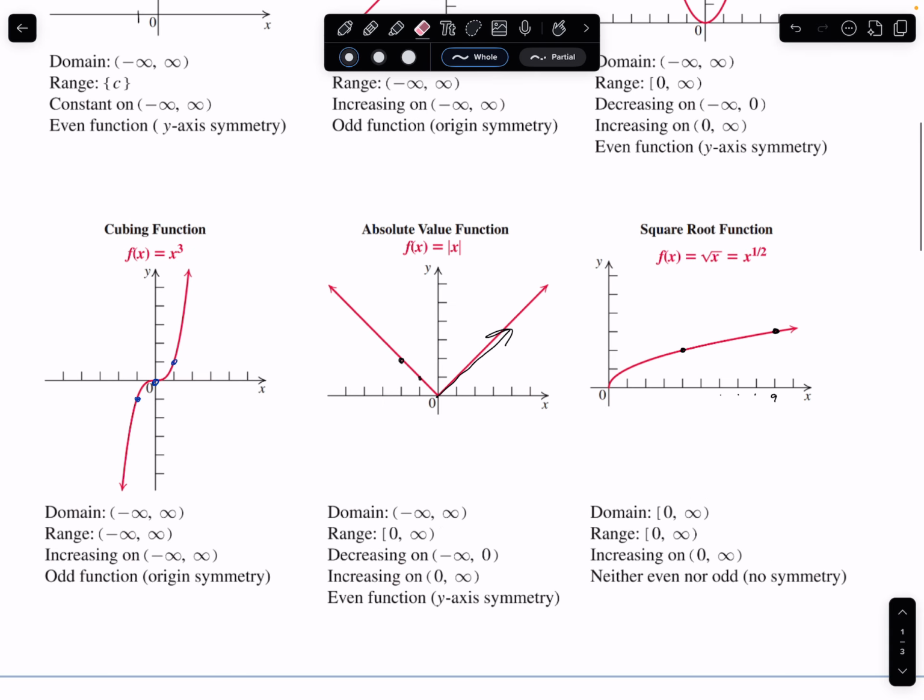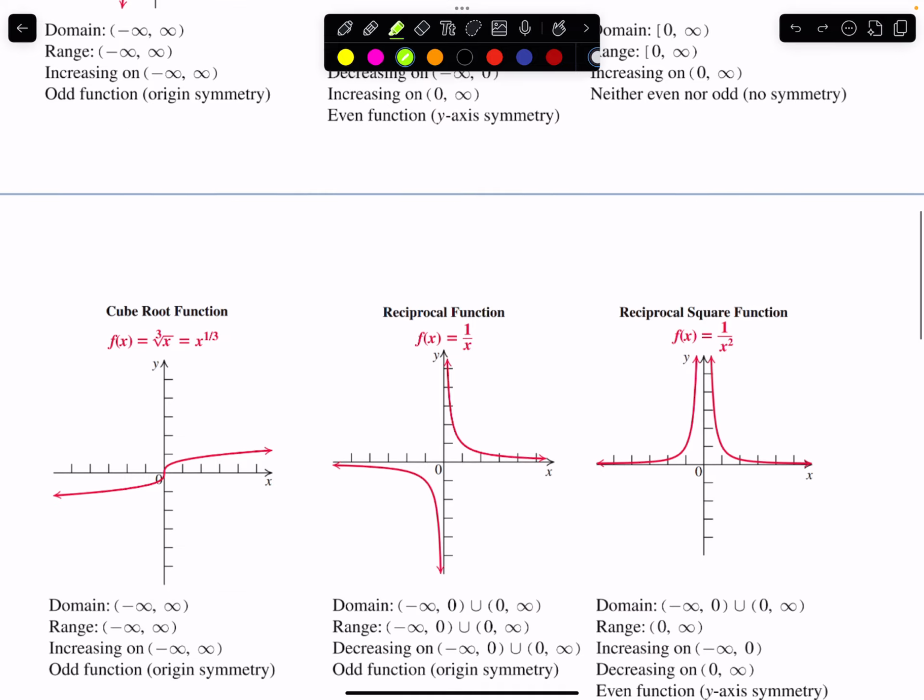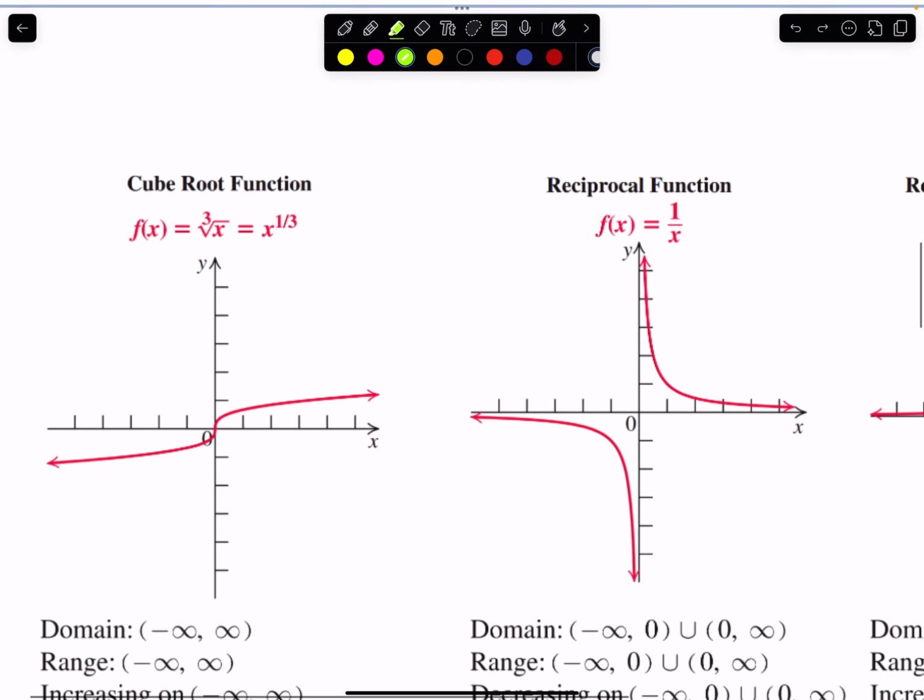Okay, let's start with the cube root function. It's kind of similar in a way to the square root function, right? Here's a square root function. It looks like that on one side. The cube root this time, this right side looks similar, just a little shorter, but the same general shape. But this time you also get the left side.